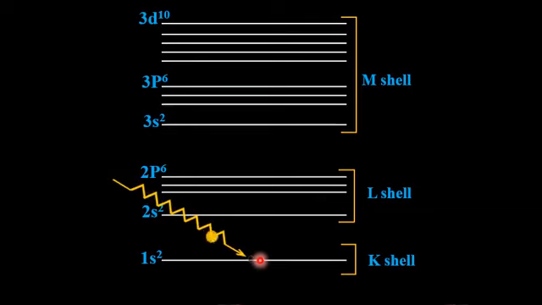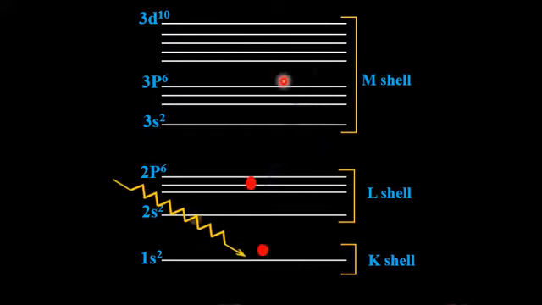So in order to stabilize the atom, an electron from a higher energy level will jump into the vacant position of the core K shell electron, like this. So this electron from this higher energy L shell will jump into the core K shell electron's vacant position. When this higher energy L shell electron jumps into the core K vacant position, it results in an emission of characteristic X-rays, like this.